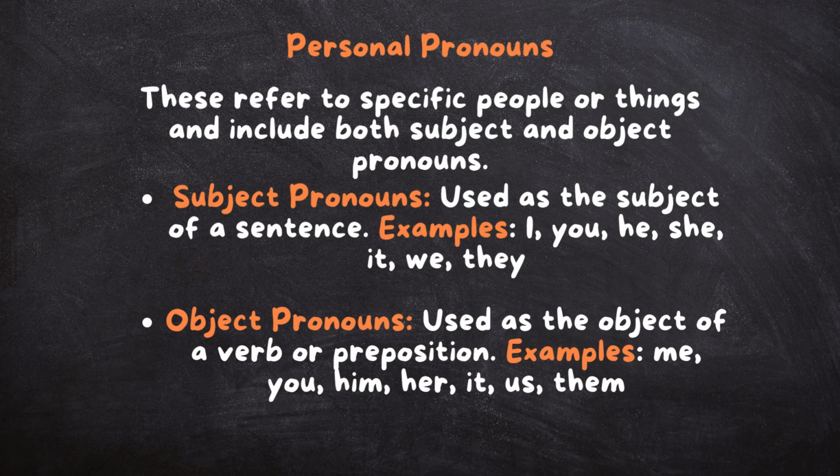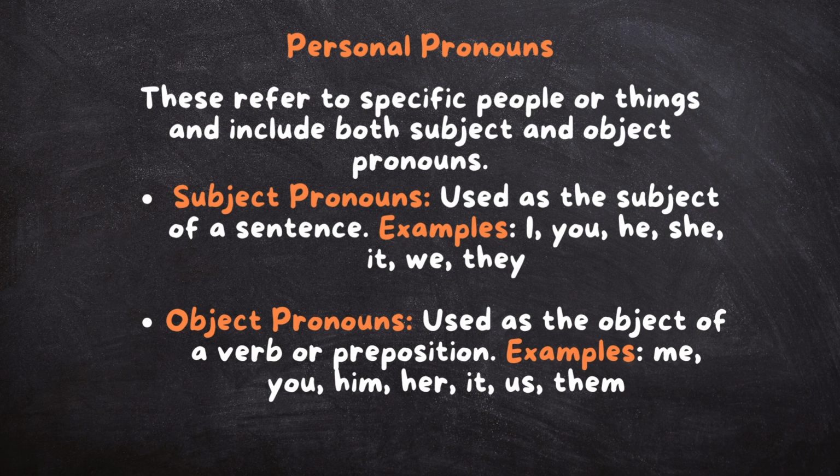Now let's see the types of pronouns that we have. Starting off, we start with personal pronouns. Personal pronouns are used to refer to specific people or things, and they include both subject and object pronouns. Let's break this down. Subject pronouns are used as the subject of a sentence. Examples are I, you, he, she, it, and a lot more.